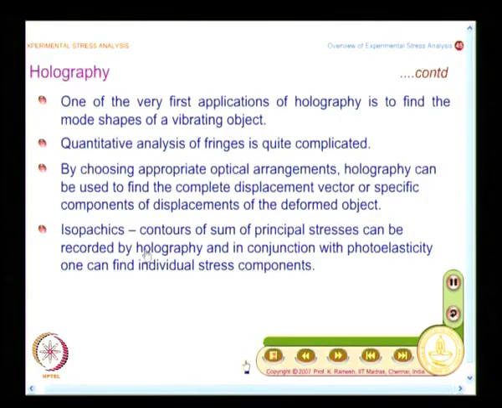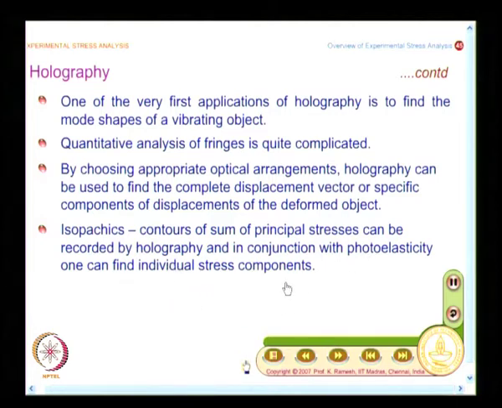And what photoelasticity gives? Photoelasticity gives you sigma 1 minus sigma 2. So, now I have said individually it will give only a particular contour or a contour which has a combination of stress components, but if you want to post process I can extract them individually also. So, that is what is summarized here. Isopatchics, contours of sum of principal stresses, can be recorded by holography, and in conjunction with photoelasticity one can find individual stress components.